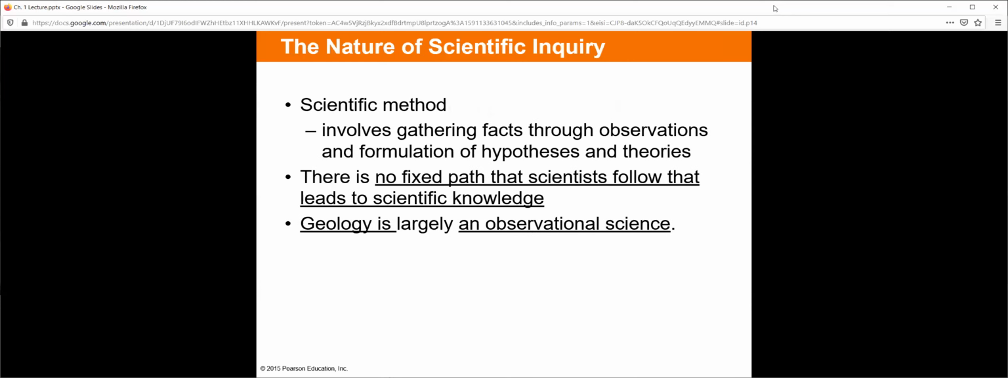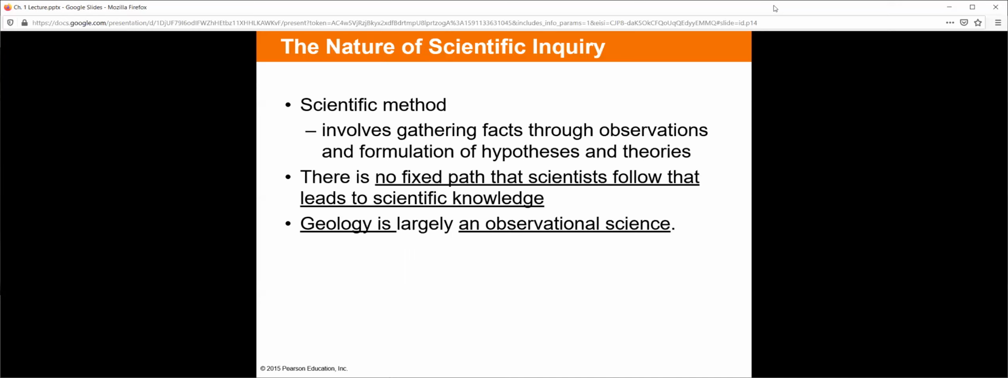Scientific method, as we talked about already, involves gathering facts, observation, to form hypotheses and theories. There's no fixed path that scientists follow that leads to scientific knowledge. Every scientist out there is going about it maybe in slightly different orders. There are some interesting videos you can watch on that subject. But basically, the end goal is to form some sort of hypothesis to add to the knowledge base of science, expand theories, create new ones, things of that nature. That's the goal here, right?